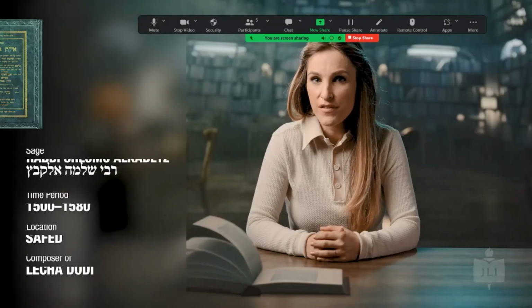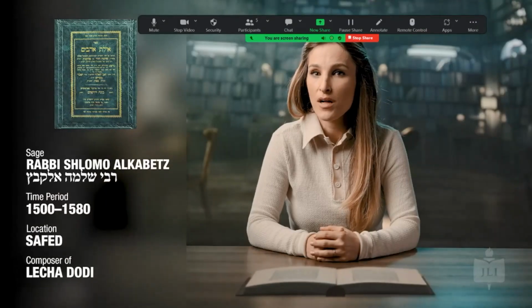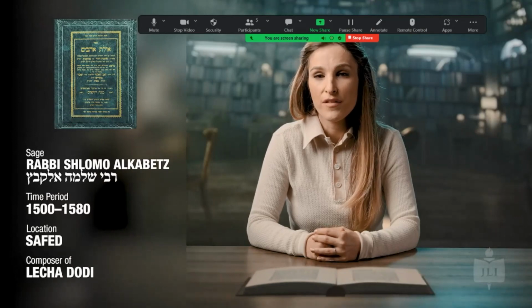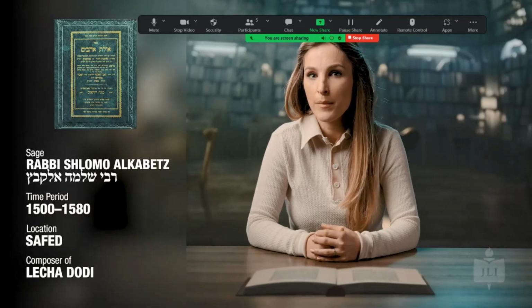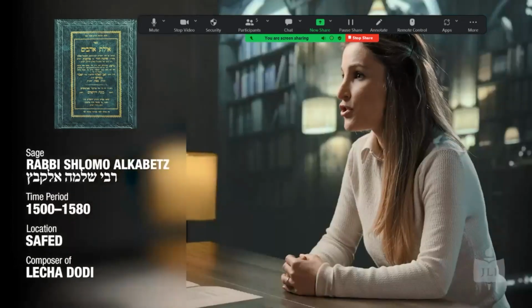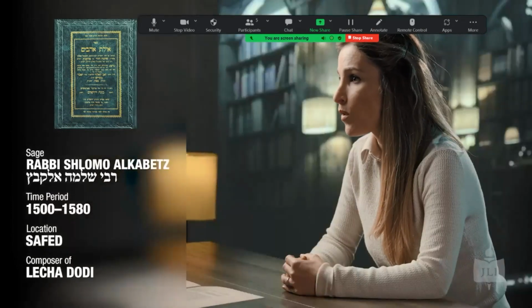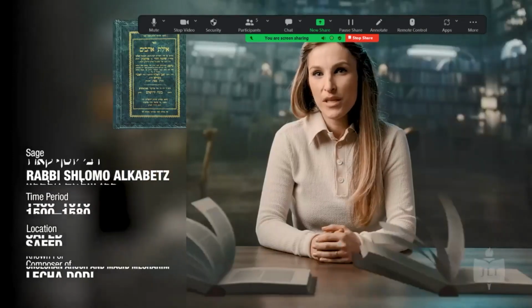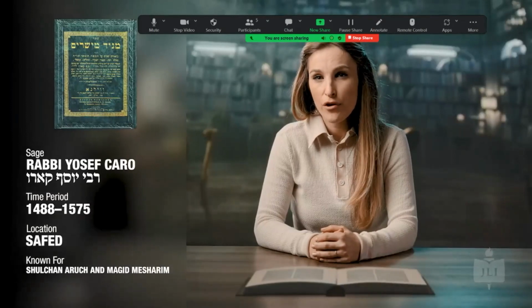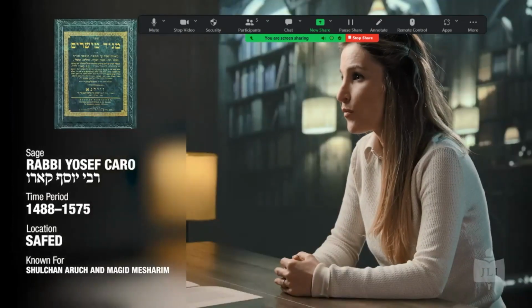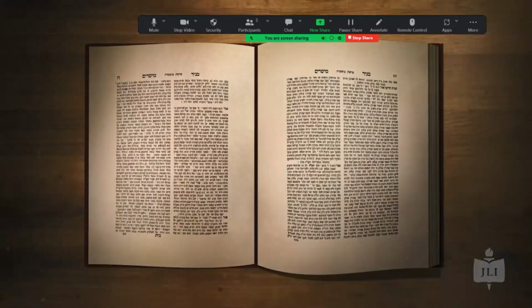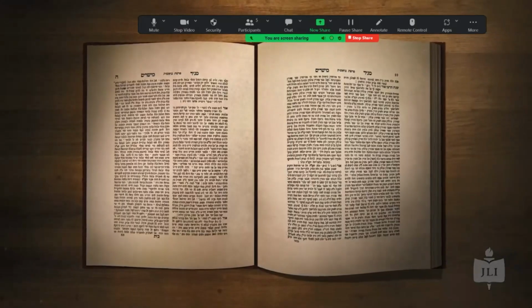One of the early teachers of Kabbalah in Tzfat was Rabbi Shlomo Alkabetz, who is known as the author of the mystical poem Lecha Dodi, Come My Beloved to Meet the Bride, sung in Jewish communities on Friday evening to welcome the Shabbat. Rabbi Yosef Karo, known primarily as the author of the Shulchan Aruch, Code of Jewish Law, was also an accomplished Kabbalist, who recorded his mystical visions in his Magid Mesharim.